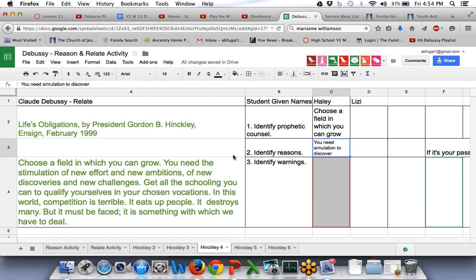We could say in his counsel, he could also say, get all the schooling you can. We could write that in there. Maybe I'll write that after. Well, and why do you need to get all the education you can?